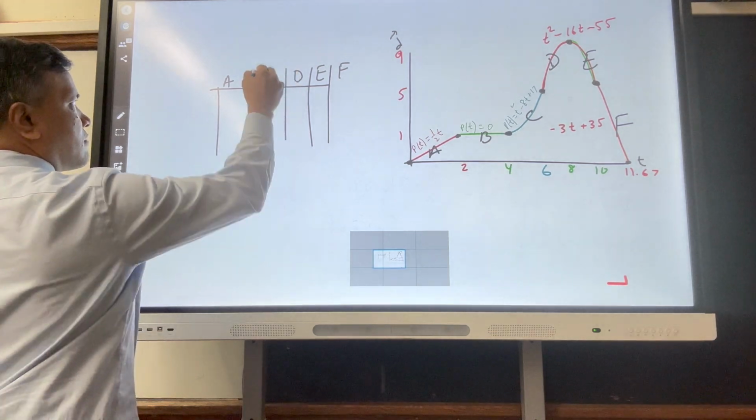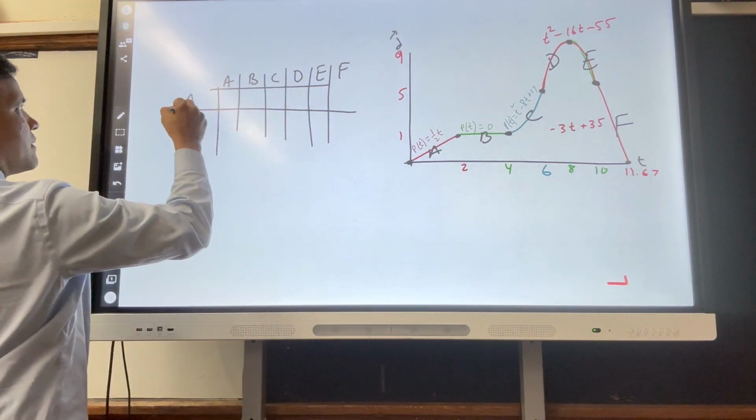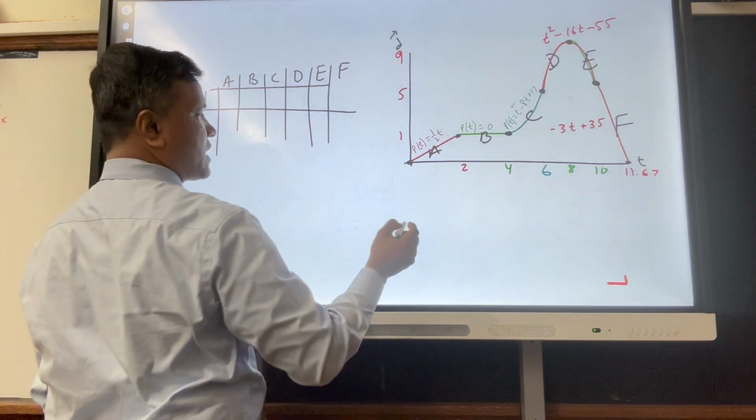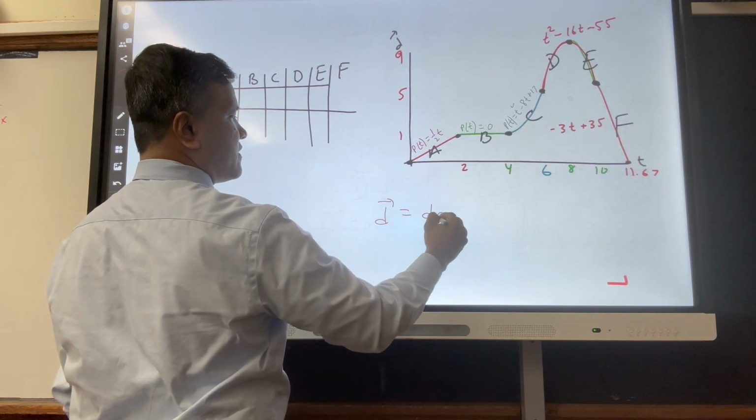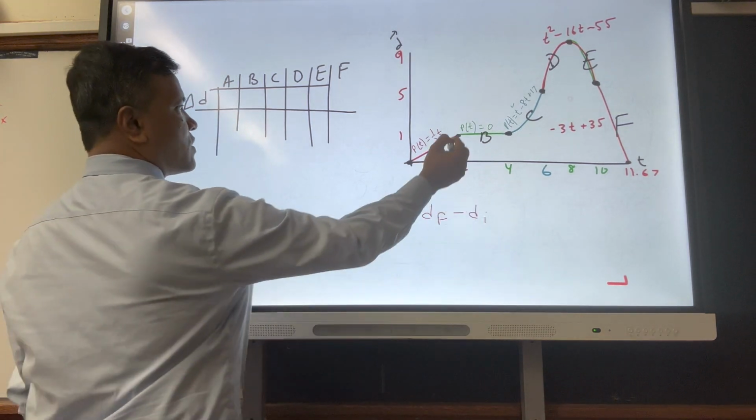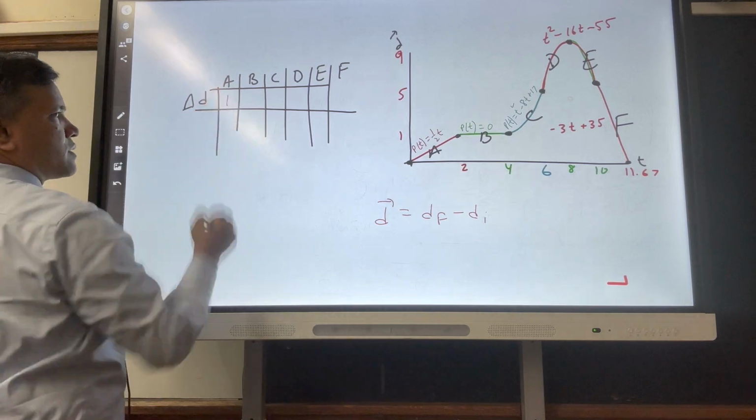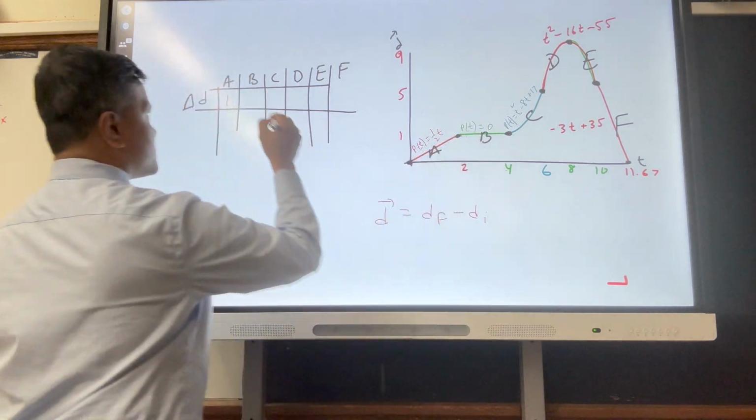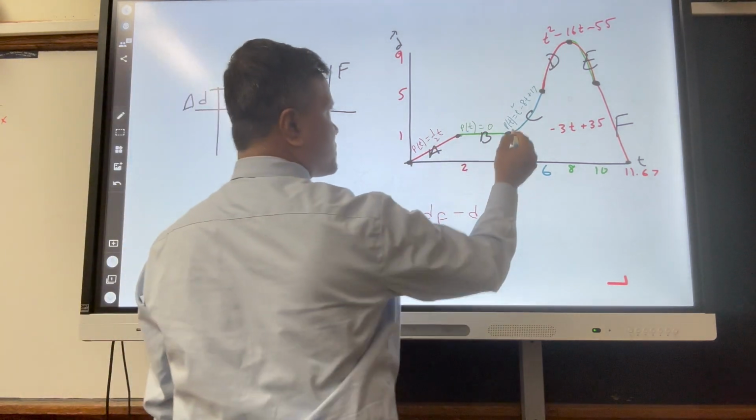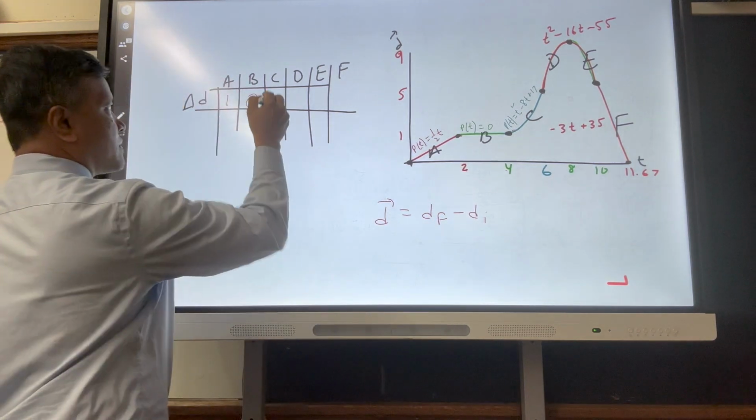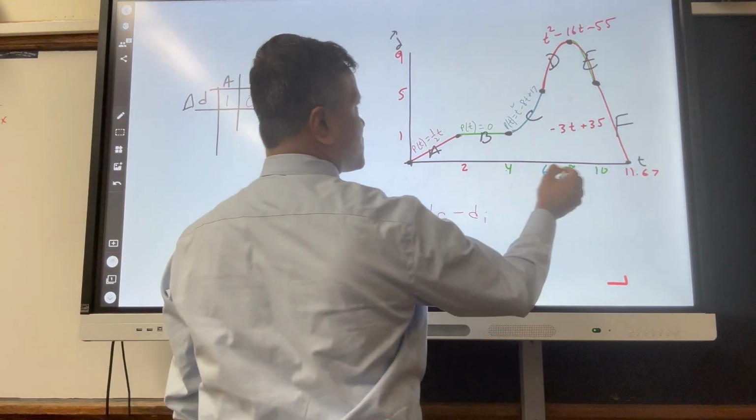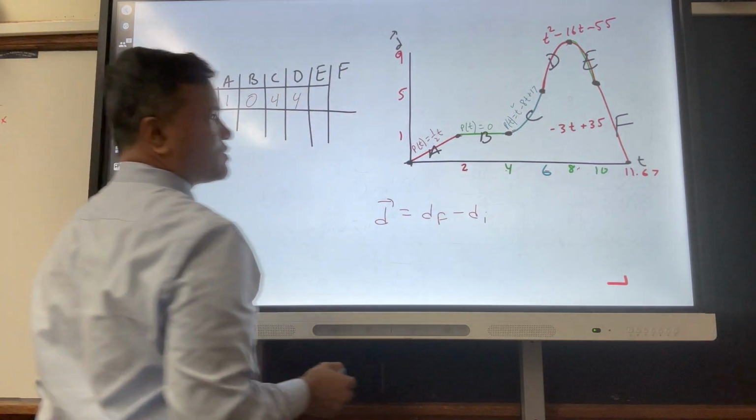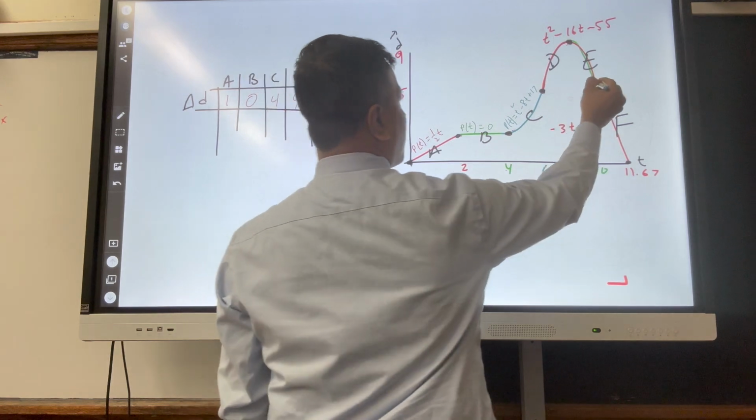I'm gonna first find the displacement. What is the displacement between 0 to 2 seconds? Well, displacement is always, don't forget, df minus di, right? So 1 minus 0, this is 1. Displacement between 2 to 4 seconds, 1 minus 1, this is 0. Displacement between 4 to 6 seconds, 5 minus 1. Displacement between 6 to 8 seconds, 9 minus 5. Displacement between 8 to 10 seconds, 5 minus 9.